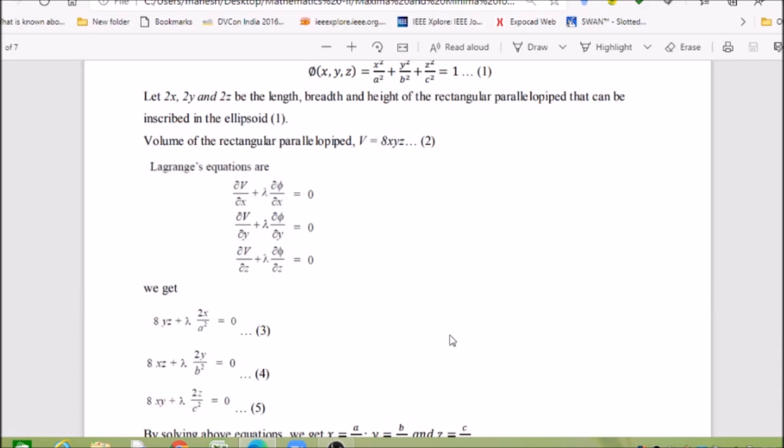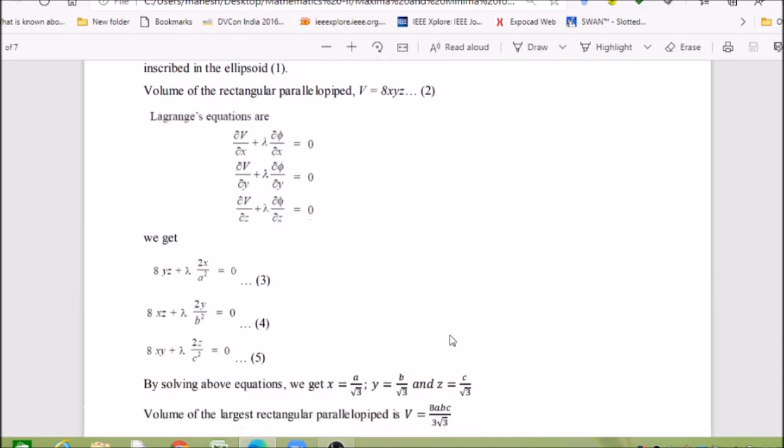So the Lagrangian equations can be given by ∂V/∂x plus lambda into ∂phi/∂x equal to 0, ∂V/∂y plus lambda into ∂phi/∂y equal to 0, and ∂V/∂z plus lambda into ∂phi/∂z equal to 0. So differentiating these, we get equation 3, equation 4 and equation 5.